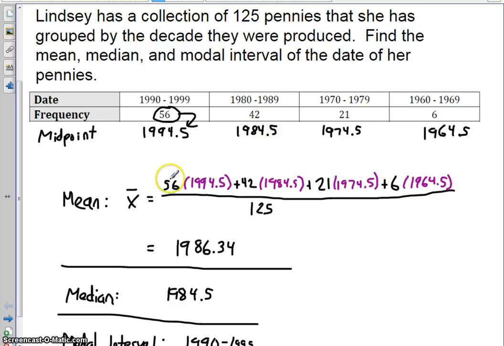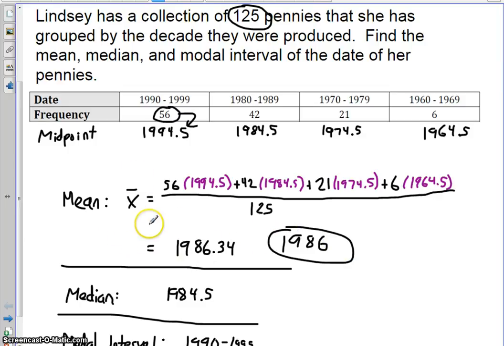Add them all up, and divide by the total number of values I have, so in this case 125 pennies. I wind up getting 1986.34, and that's going to be the average year. Again, 1986.34 is kind of a meaningless number here, but we can just say it's approximately 1986 as the average year or average date on the pennies. Okay, so that's for the mean.